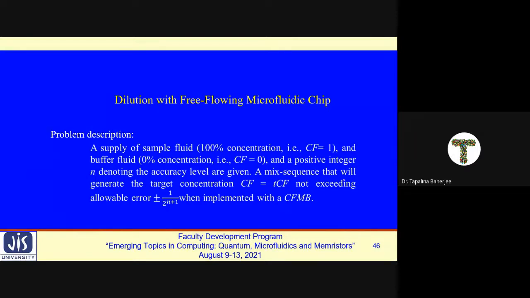A mix sequence that will generate the target concentration CF, which is known as TCF, must not exceed the allowable error plus minus 1 by 2 to the power n plus 1. So let's see, based on this, how we can make such a CFMB.